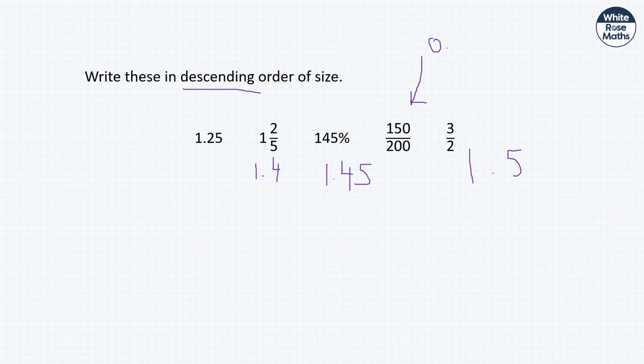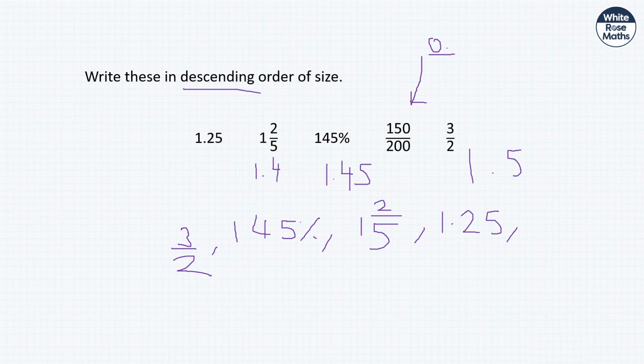And this one, I actually have to work it out, but it's more than 1 because it is what I call an improper fraction, when the numerator is bigger than the denominator. So the biggest one is going to be 3/2. Then it's going to be 145%. Then it's going to be 1 2/5. Then it's going to be 1.25. And it's going to be 152 hundredths.